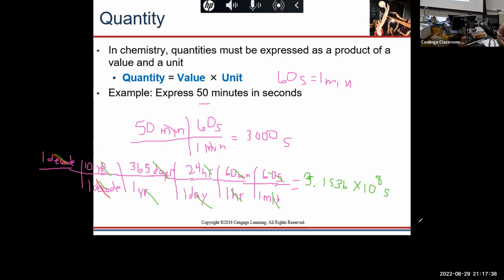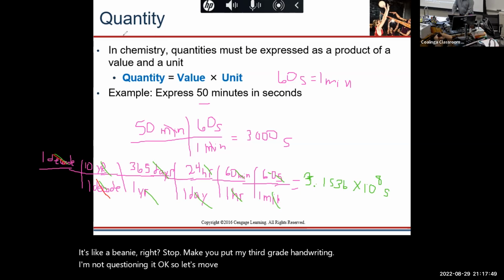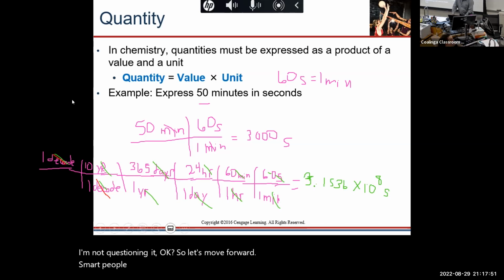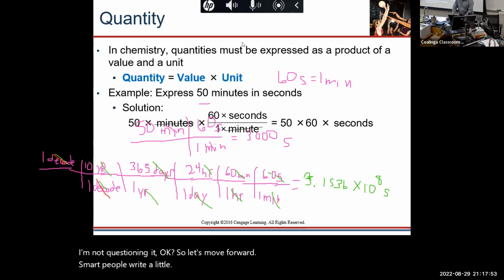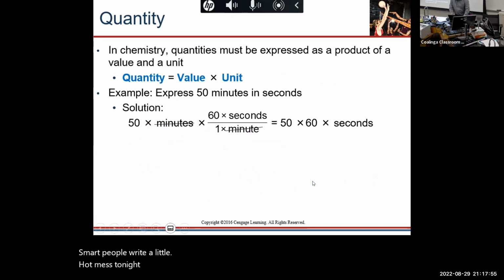Everybody got it? See what we're doing? It doesn't look like a beat. Put my third grade handwriting. We're not making fun of it, questioning it. Okay, so let's move forward. They say smart people write a little messy. Tonight, I'm definitely a little bit. It has been a rough night.